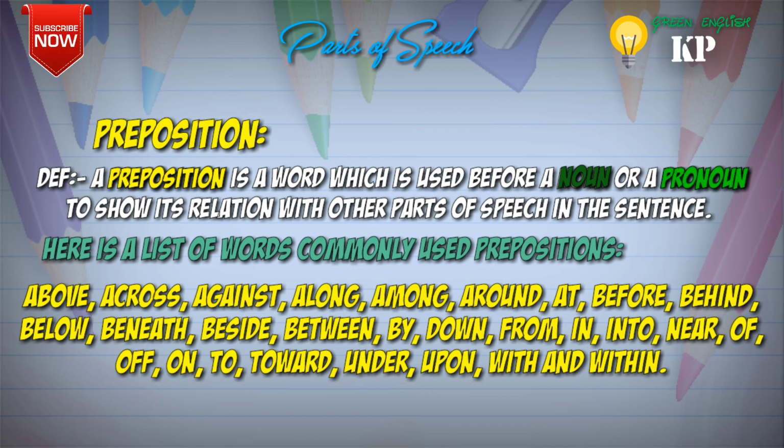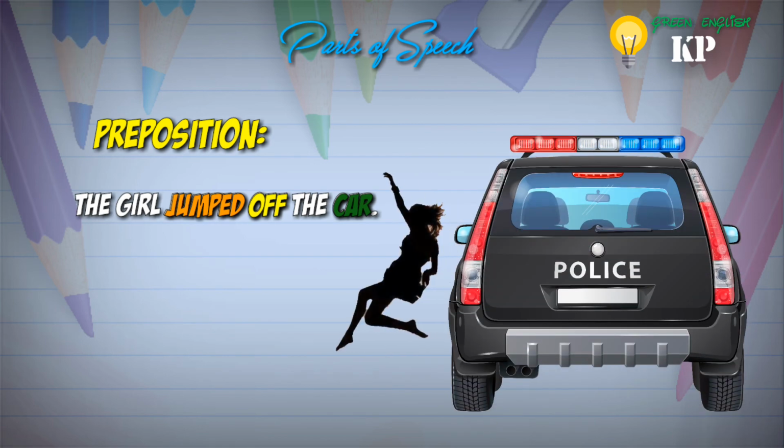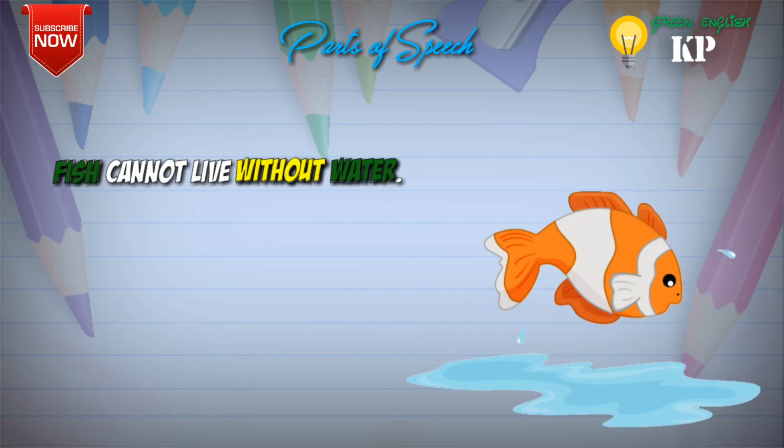Note: a preposition always comes before a noun or a pronoun, and that noun or pronoun is called the object of the preposition. Example: the girl jumped off the car. In this sentence, the word off is a preposition, and the word car is its object. It indicates the relationship of the car with the girl. Fish cannot live without water. In this example, the word without is a preposition and the word water is its object, and it indicates the relationship of the word water with the word fish. Here, the preposition indicates the relationship between the two nouns.